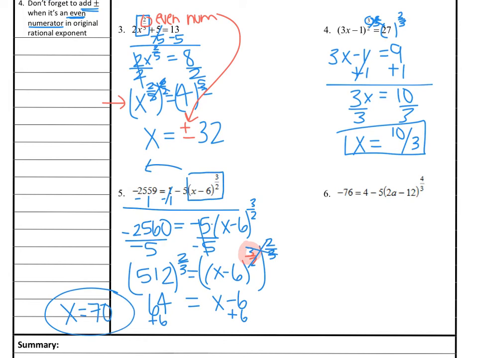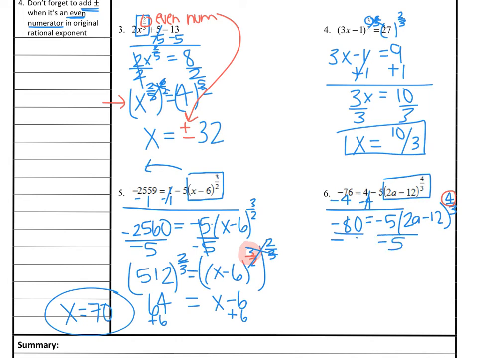All right, last example here. I'm going to box in the whole parentheses with the 4/3 power and subtract your 4 to the other side to start isolating our variable. All right, so we end up with -80 over here equals -5, parentheses 2a minus 12 to the 4/3 power. All right, thinking ahead, we have an even exponent, so we should be thinking plus or minus at the end. Divide both sides by that -5 hanging out front there. We end up with 16 equals 2a minus 12 to the 4/3.